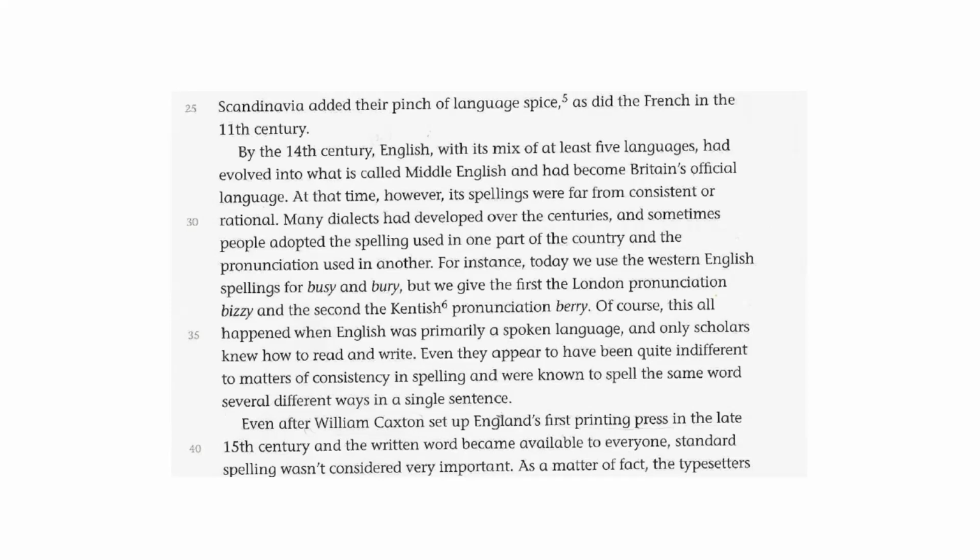So only scholars knew how to read and write. So like even in the Roman times, usually the church people, unless you had governmental people later. But the regular people, probably not, unless you had the money to pay. Even they appear to have been quite indifferent. So indifferent means you just don't care, right?